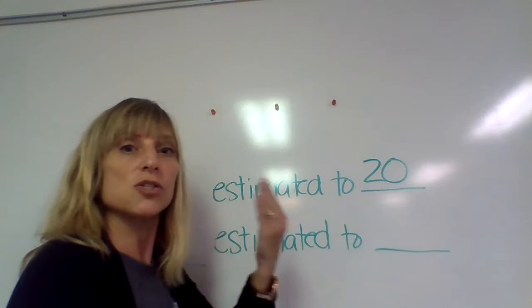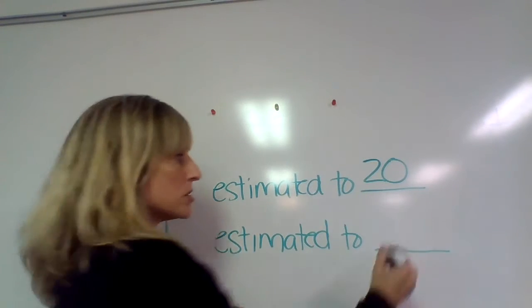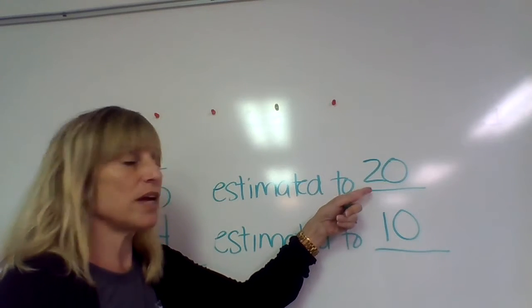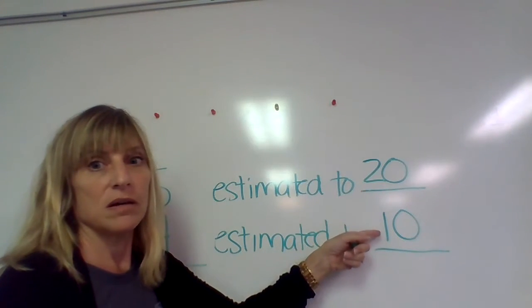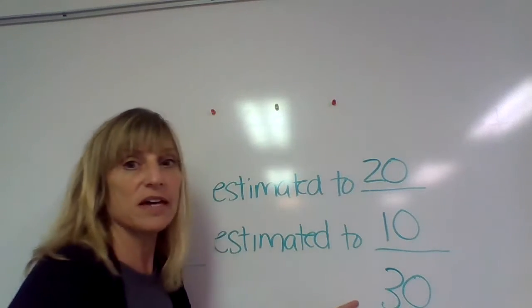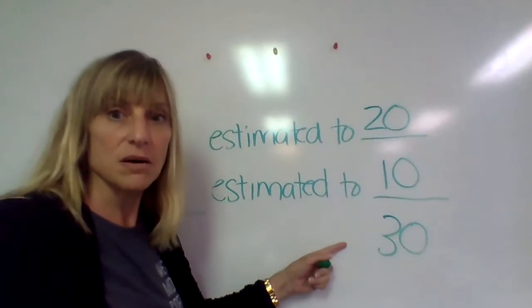But 14 is closer to 10. So this estimated number is 10. Now we're going to add these together. 20 plus 10 is 30. That is our estimated sum.